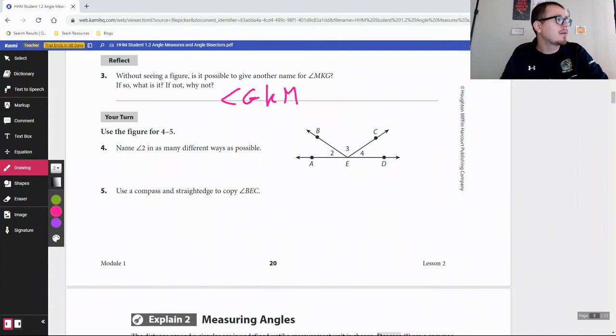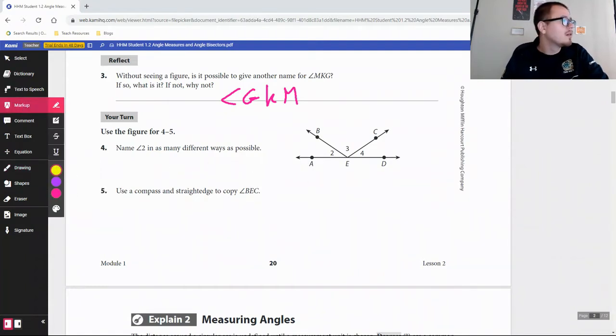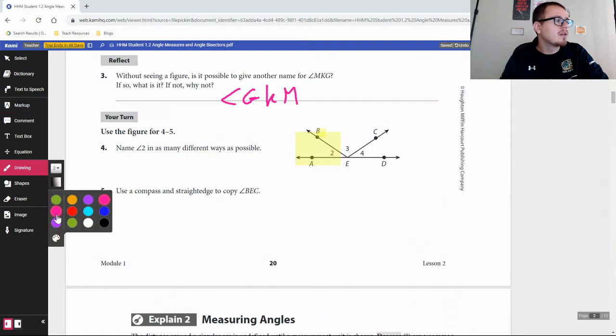Sorry, my pen tool is not very good at selecting things. There we go. So there's angle 2. I don't like how that looks, but it is what it is. There's angle 2. How many different names does it have?